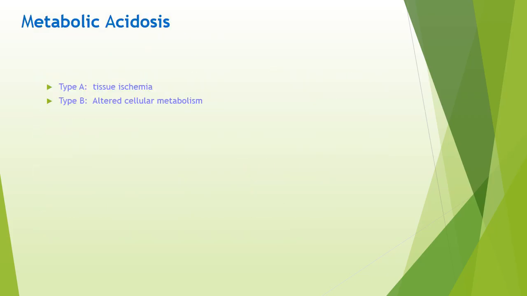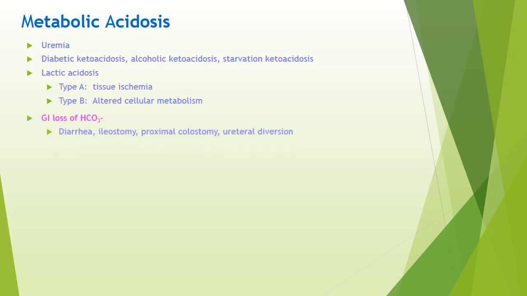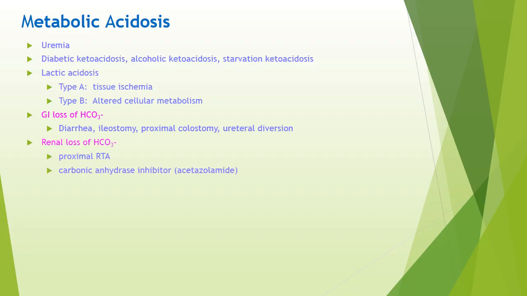Metabolic acidosis can be seen in uremia, diabetic ketoacidosis, alcoholic ketoacidosis, starvation ketoacidosis, lactic acidosis, for example tissue ischemia and altered cellular metabolism. Even in gastrointestinal loss of bicarbonates such as diarrhea, ileostomy, proximal colostomy, ureteral diversion. If there is any renal loss of bicarbonate, we can see the metabolic acidosis, like proximal RTA, carbonic anhydrase inhibitors.